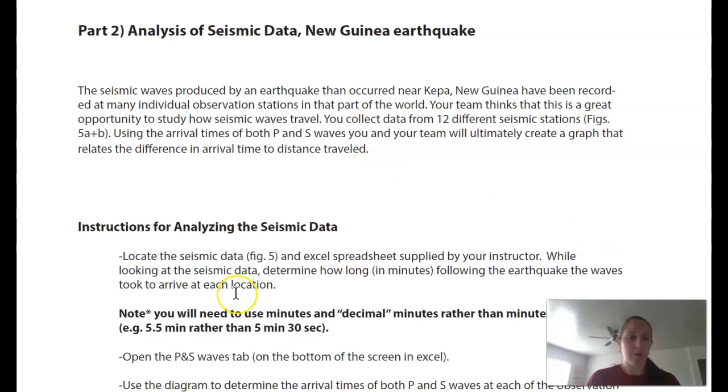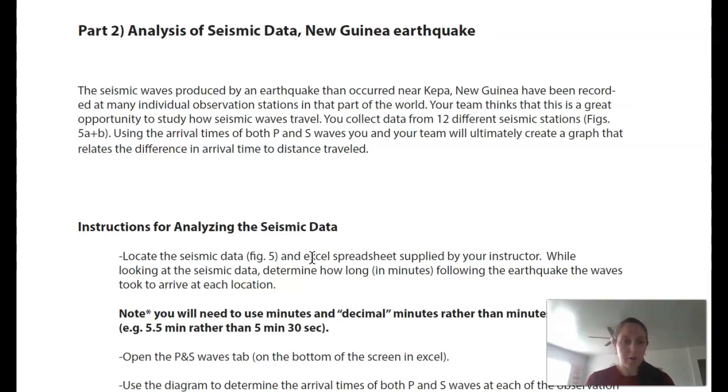So let's read together. The seismic waves produced by an earthquake that occurred near Kepa, New Guinea have been recorded at many individual observation stations in that part of the world, so towards the east part. Your team thinks that this is a great opportunity to study how seismic waves travel. So you collect data from 12 different seismic stations. Those are going to be found under figures 5A and 5B, which are on pages 79 and 80 of your lab manual. Okay? Using the arrival times of both P and S waves, you and your team will ultimately create a graph that relates the difference in arrival time to distance traveled.